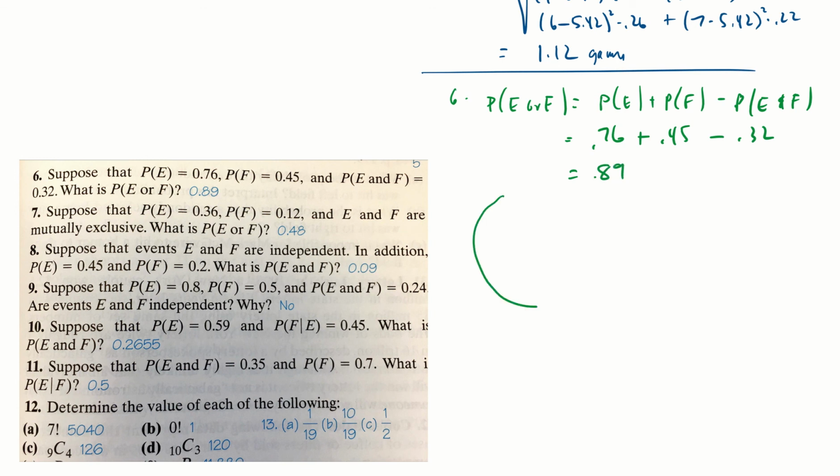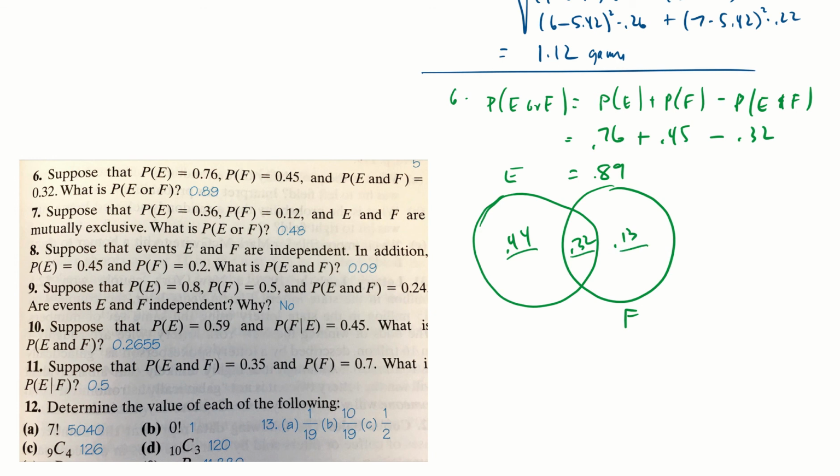Now another way to look at this would be this. Here's E. Here's F. So there's 0.32 in the middle. Since E is 0.76, all of that is 0.76. So 0.76 minus 0.32 will give me 0.44 over here. So that was 0.76 total. F is 0.45, so that would make this, what, 0.13? So now E or F would be that, or that, or that, because "or" always means both. And 0.44 plus 0.32 plus 0.13 is, of course, 0.89 as well. So that's a different way to do it.